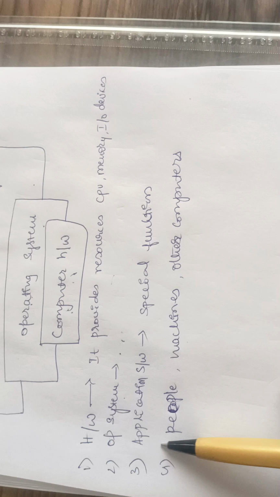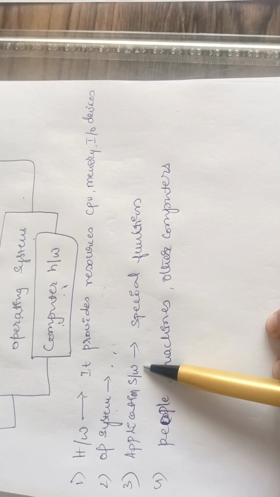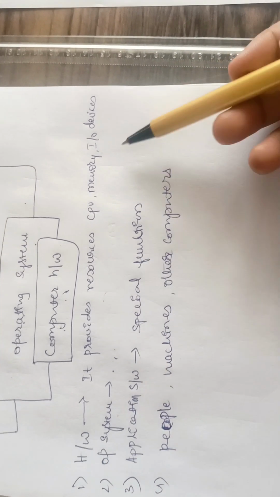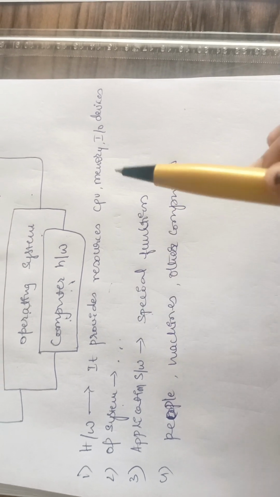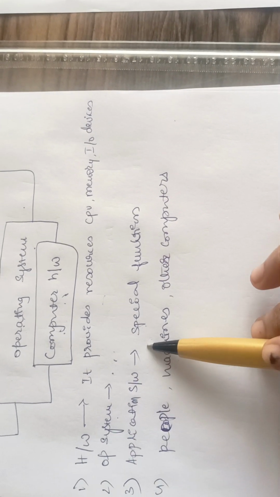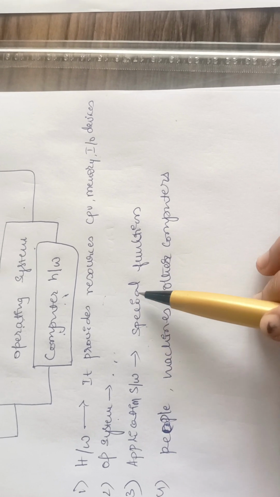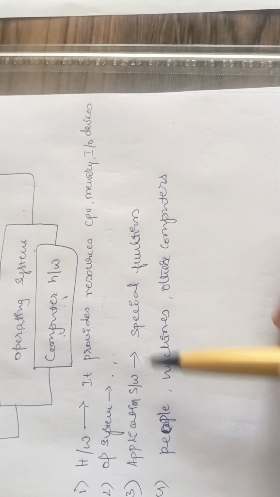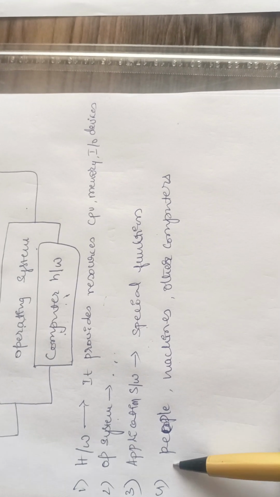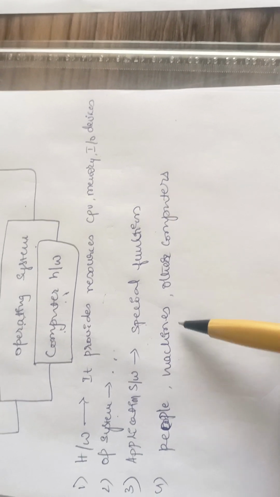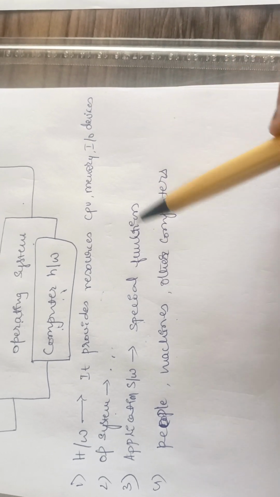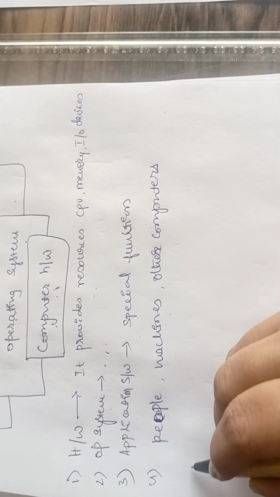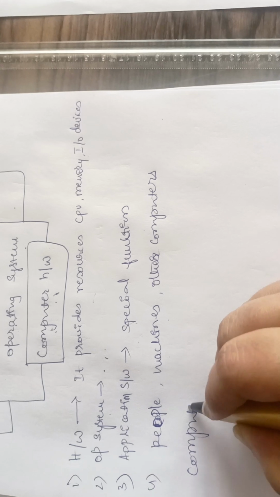And the next one is application software. Here it defines the ways in which the system resources are used to solve the computing problems of the users. Okay, so the last one is the users. Users means people, or it can be machines or other computers. Okay, so the next topic is computer system architecture.